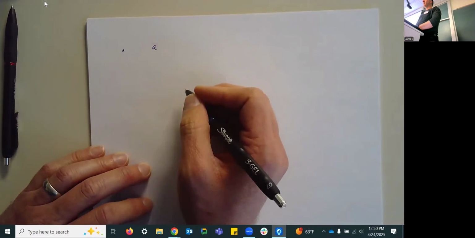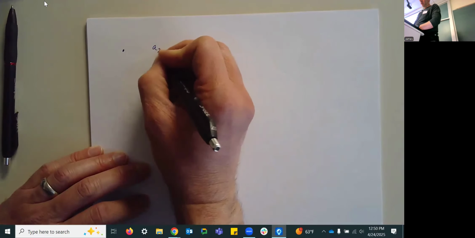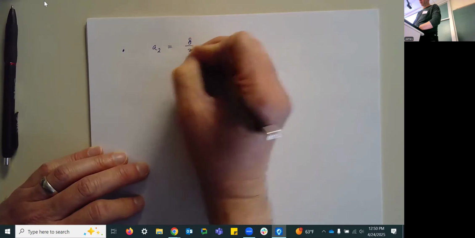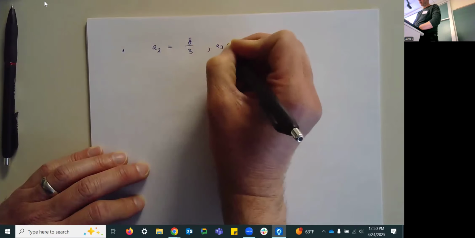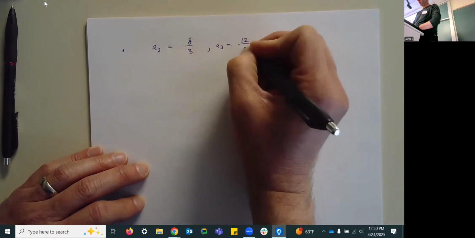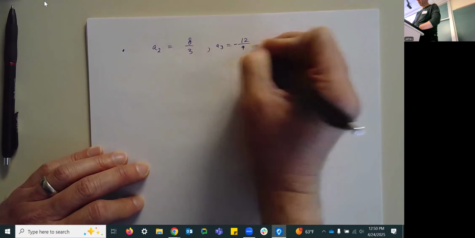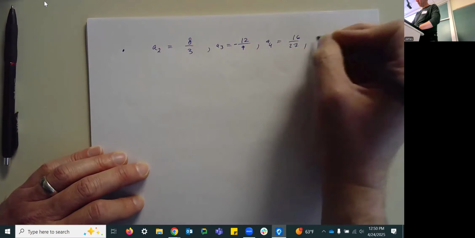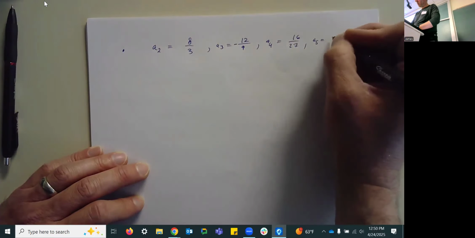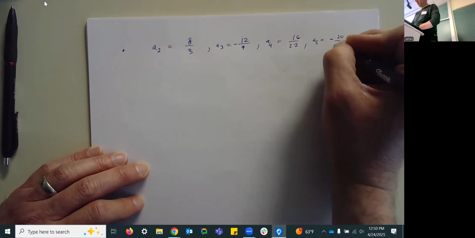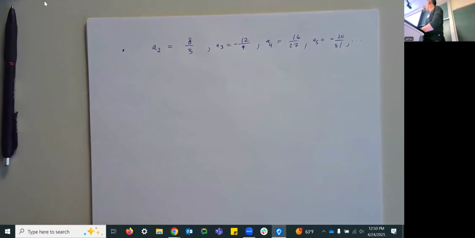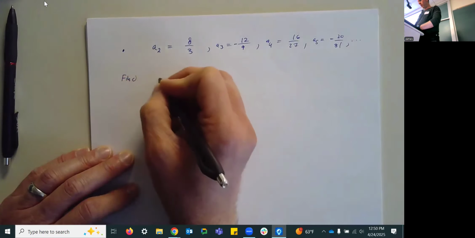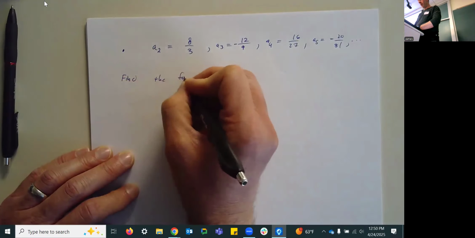A sub 2 is equal to 8 thirds. A sub 3 is equal to negative 12 ninths. A sub 4 is equal to positive 16 27ths. A sub 5 is equal to negative 20 81sts, and so on. We want to find the generic formula for A sub n.